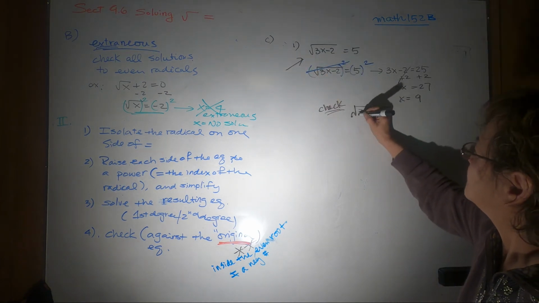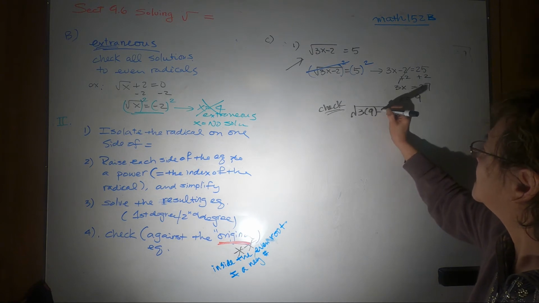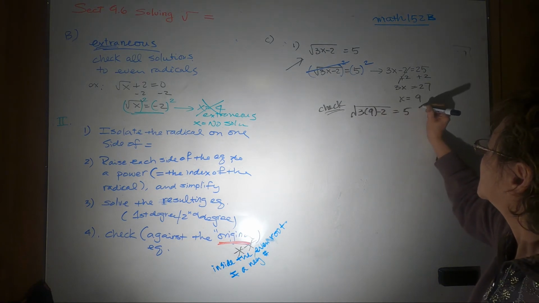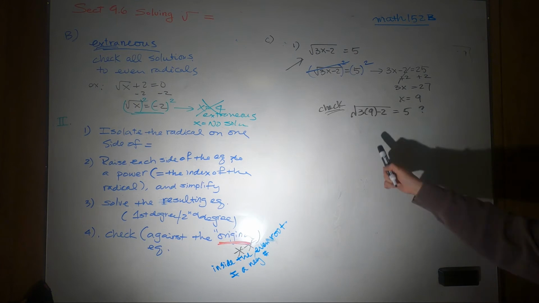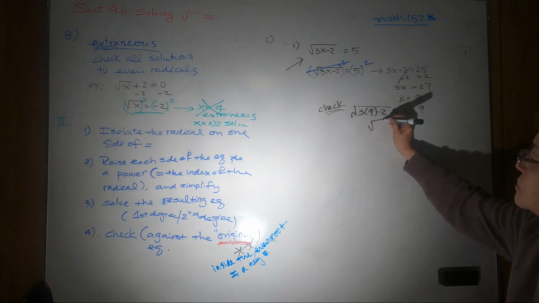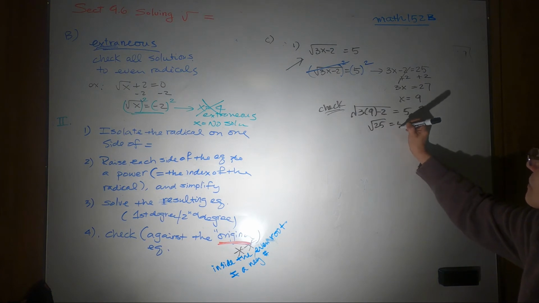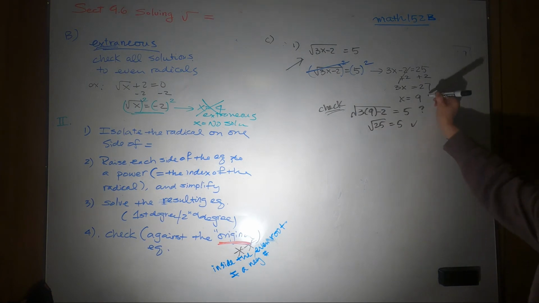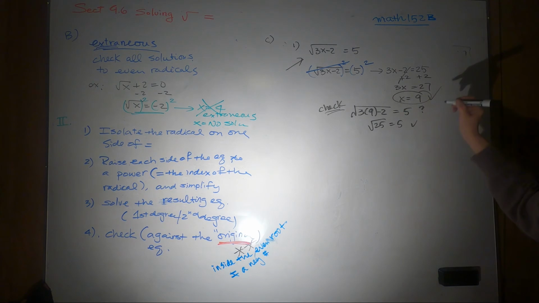So you have the square root of 3 times 9 minus 2. If you do that, can you get a 5? So 3 times 9, 27 minus 2, 25, square root of 25 is 5. It's correct. So you can circle the answer, right?